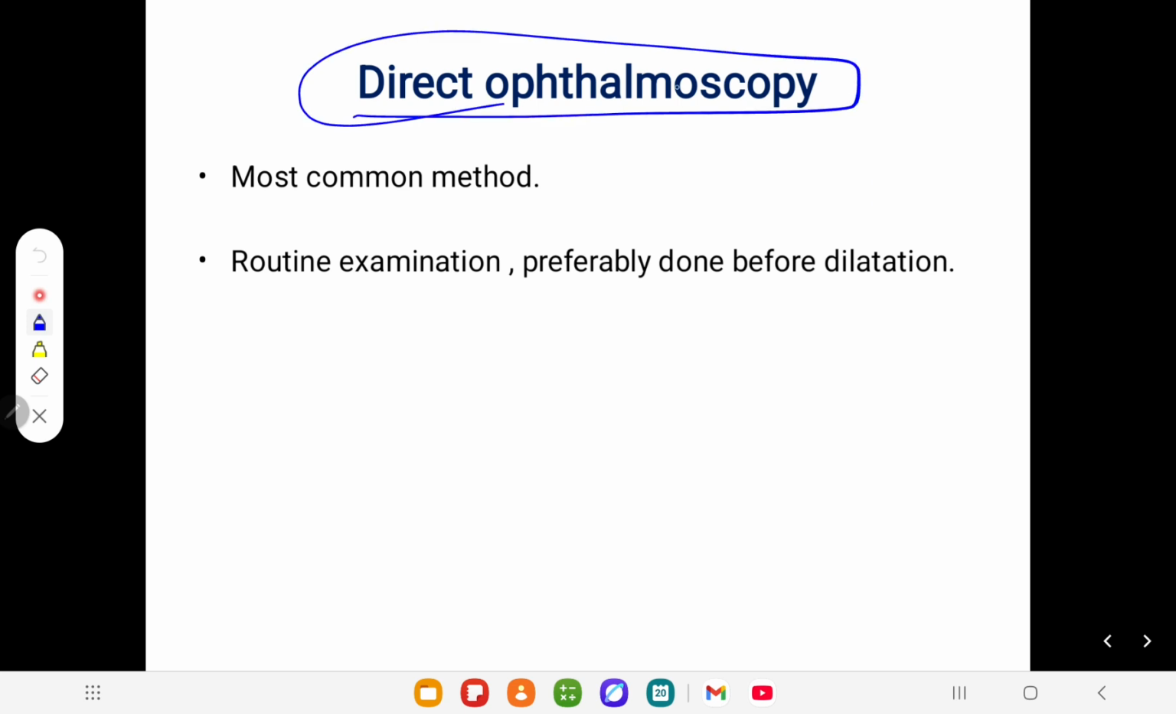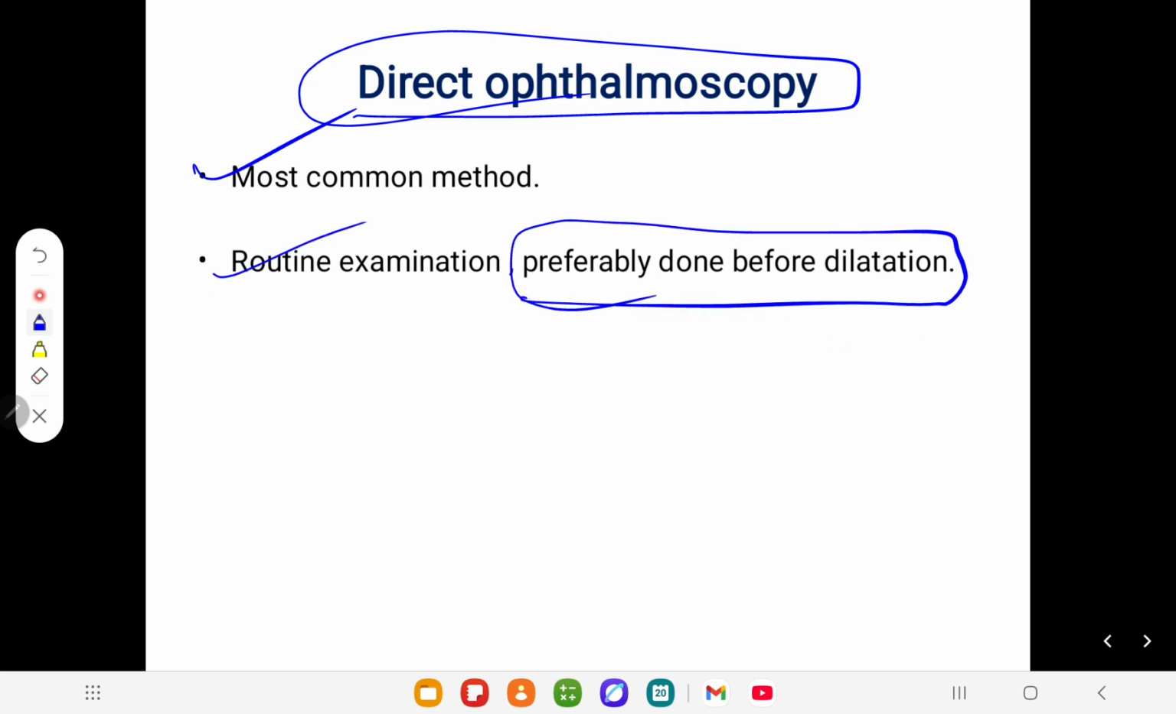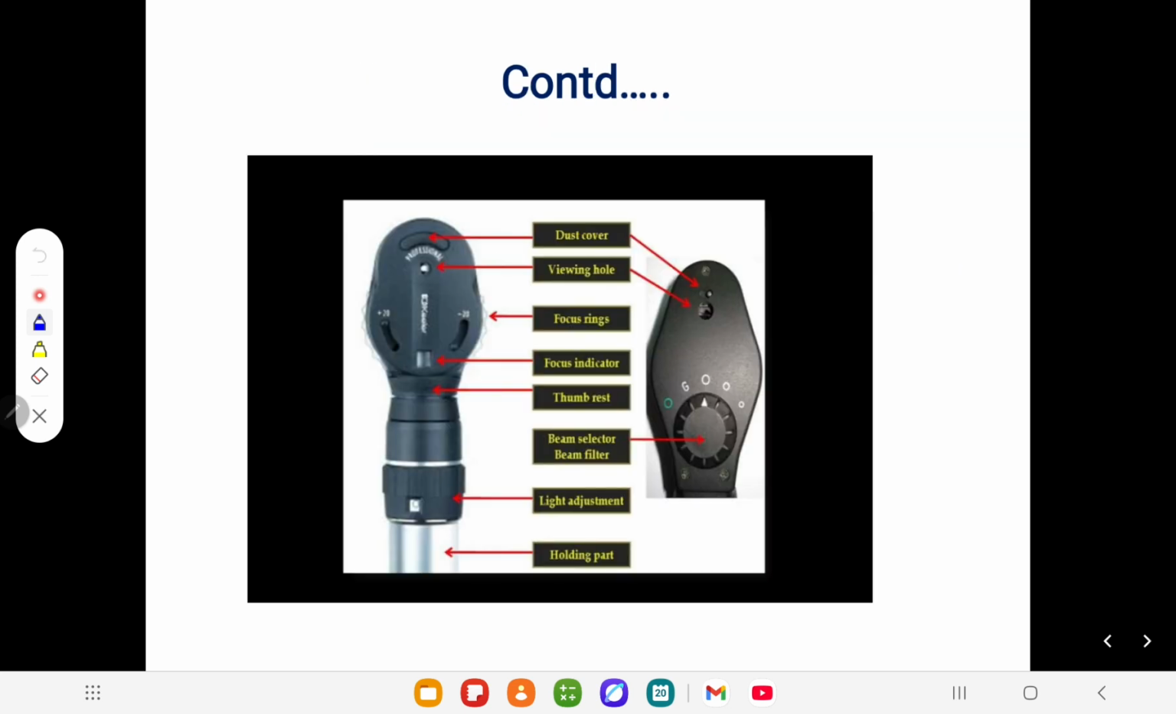Direct ophthalmoscopy is the most common method of routine eye examination, preferably done before dilatation. So this is the ophthalmoscope. As we know, the viewing hole is there, and there are a lot of things like the focusing ring, where we change the power, focusing indicators, and the thumb rest. These are the filters, which are very useful: green filter, cobalt blue filter, slits, and small pinhole. There is also light adjustment, and many other parts of the ophthalmoscope.